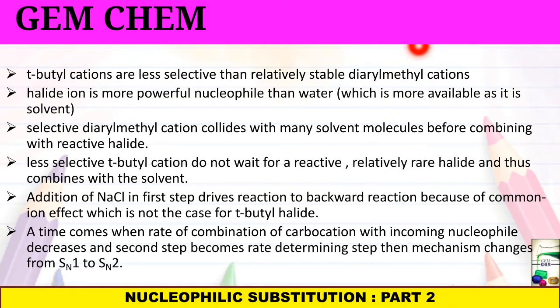And when this common ion effect is taking place, then in certain cases after some time the rate of combination of the carbocation with the incoming nucleophile decreases and the second step becomes the rate determining step. Then the mechanism changes from SN1 to SN2, and this is very important.